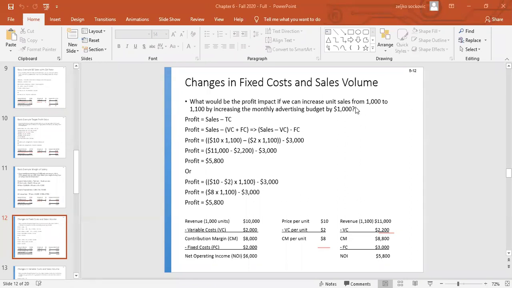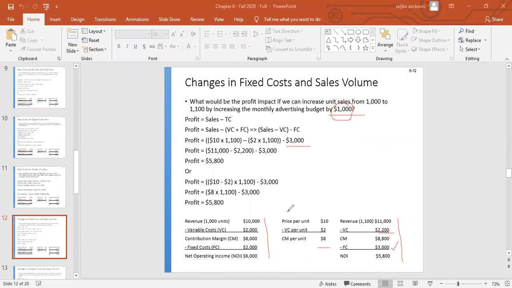So what would be the profit if we increase sales from 1,000 to 1,100, but we also increase the advertising budget by 1,000? Well, then you are asking yourself, what does this 1,000 affect? Does it affect variable cost or fixed cost? That's a new cost. Well, it's fixed, right? It's not related to your units directly. So you will add it to the fixed cost. That's the new figure, 3,000, so you can compare the old one to the new one.